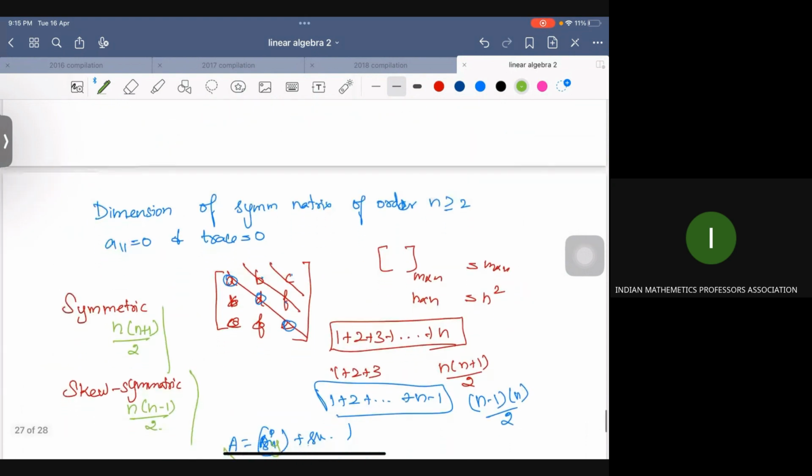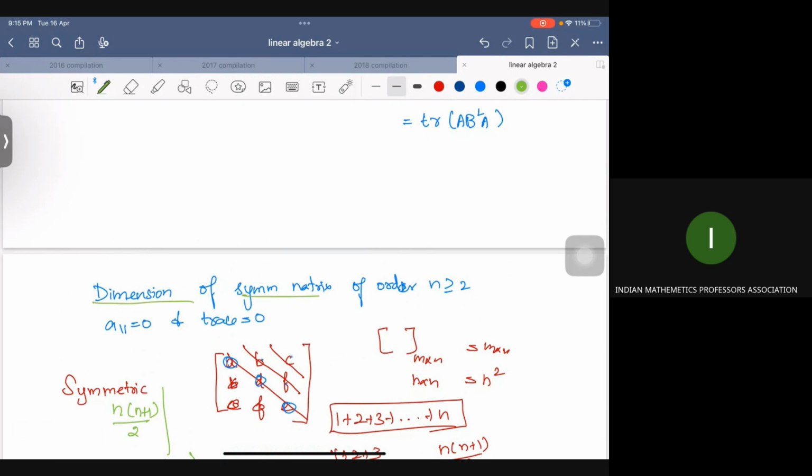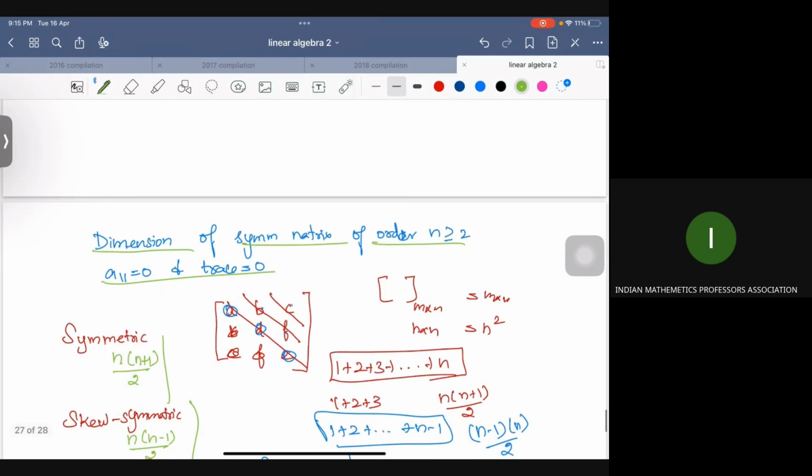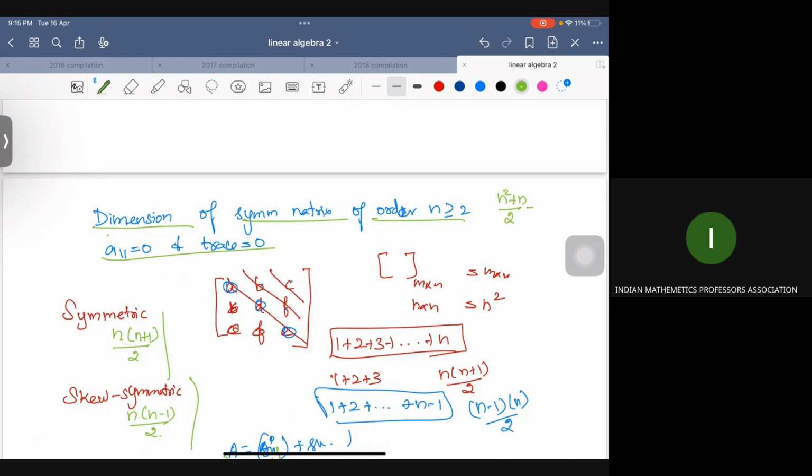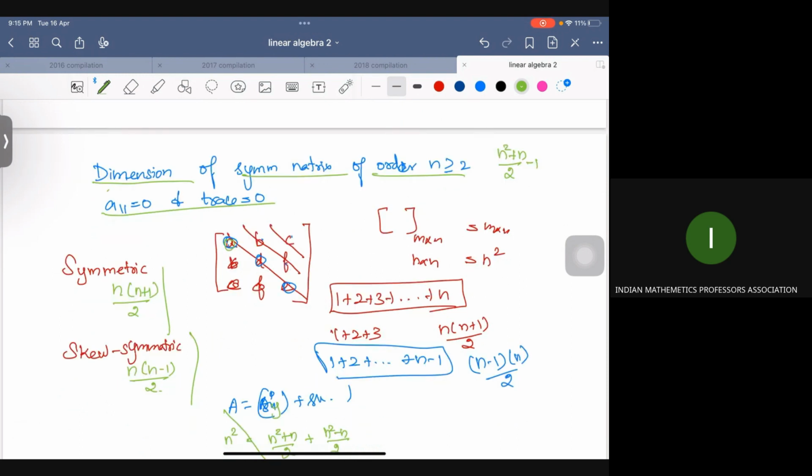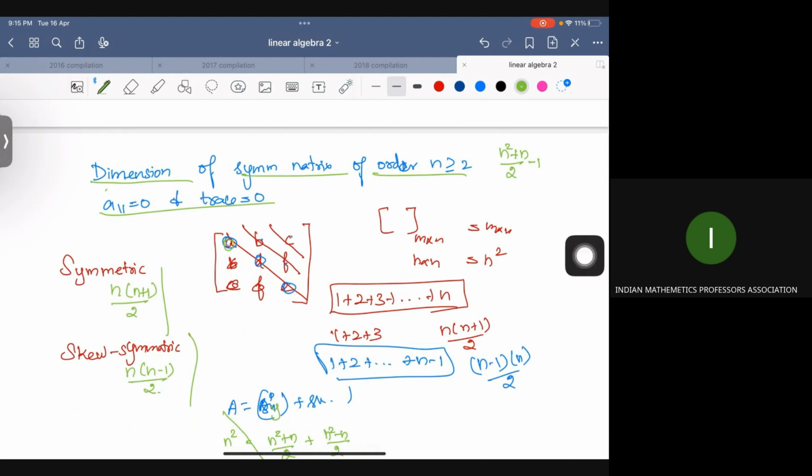Now we are going to find the dimension of a symmetric matrix of order n greater than 2 with a11 equal to 0 and trace equal to 0. We know that the dimension of a symmetric matrix is n into n plus 1 by 2, that is n square plus n by 2. Trace equal to 0 means the nth element will be replaced, so minus 1. If a11 is equal to 0, that element is removed, so again minus 1. So we can write n square plus n by 2 minus 2, which is nothing but n square plus n minus 4 by 2. So the dimension of a symmetric matrix of order n greater than 2 with a11 equal to 0 and trace equal to 0 is n square plus n minus 4 by 2. This is the correct option.